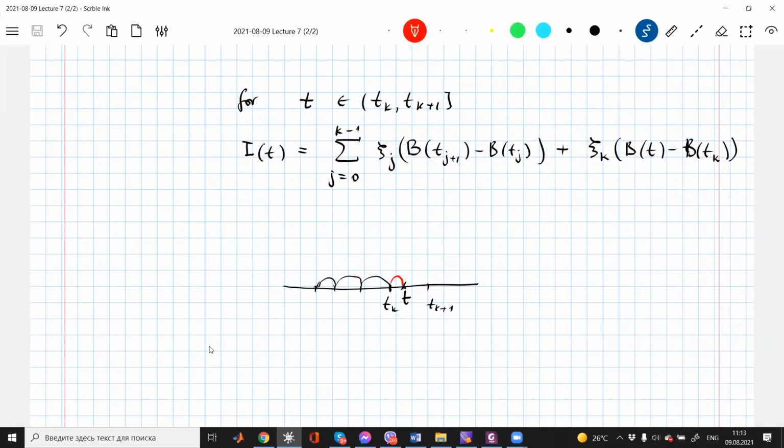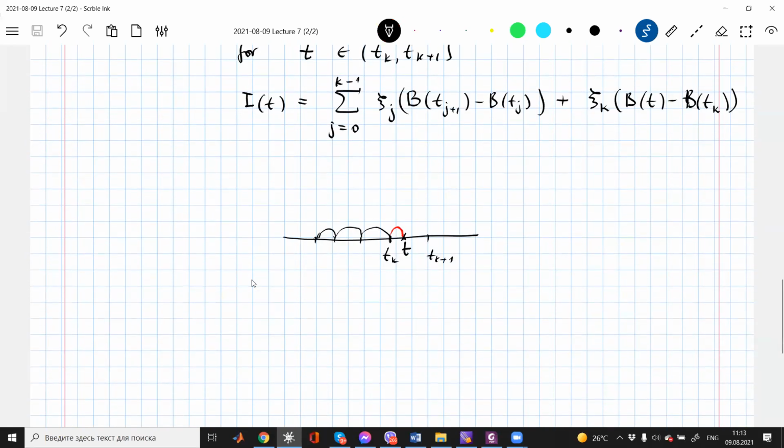From this, you can see that such a function is continuous with respect to t, because Brownian motion, as we said, has a continuous trajectory. So for such h, the process I_t is a continuous process.